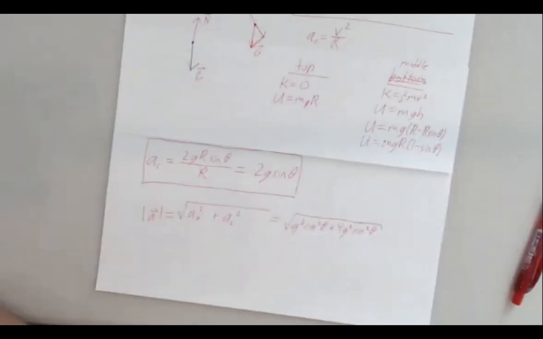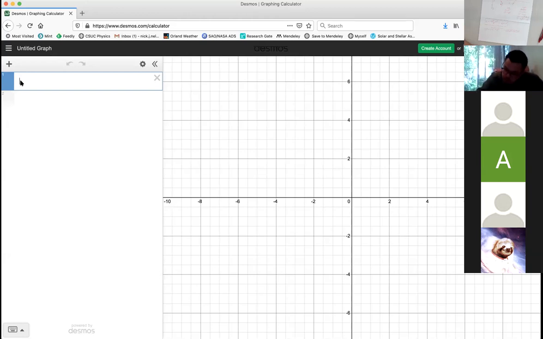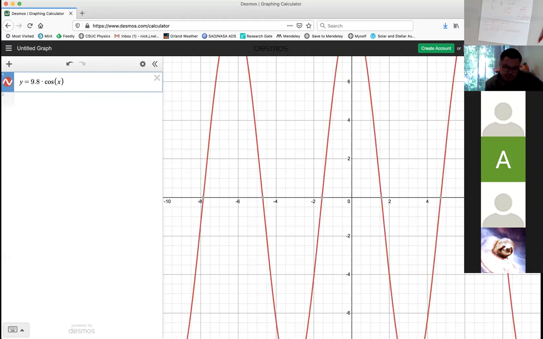Okay, let's plot these things. So let me come over here and share a lovely window that has Desmos. Okay, so I'm going to plot up three things. I'm going to plot up first my tangential components, right? And I'm going to call everything y because that keeps Desmos from getting confused about what I want on the y-axis and what I want on the x-axis. But this is just my tangential component, which is just 9.8 times the cosine of my angle, which I'm just going to call x. Okay?